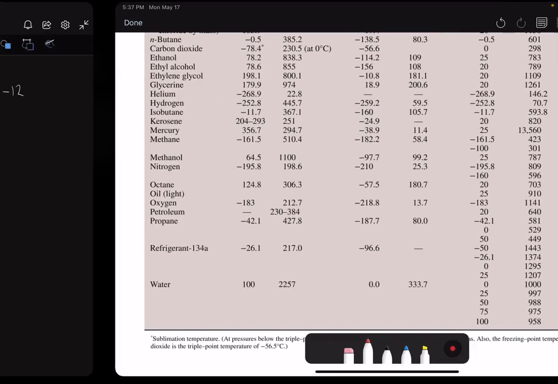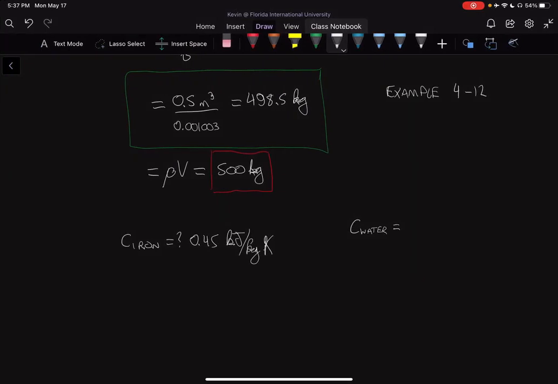Well, our starting temperature, our initial temperature, is 25 degrees. So we start with T1 equal to 25 degrees. T2 might be equal to 50 degrees. Our final temperature might be equal to 50 degrees. So we have to choose a C of water that's called C average. So we have to find the average specific heat for two different temperatures, for example.